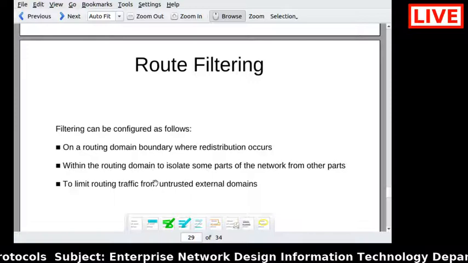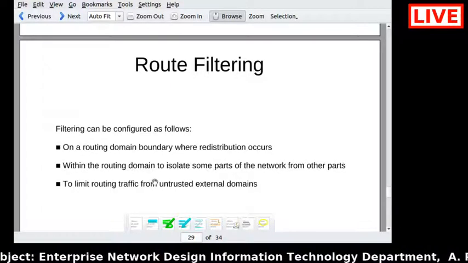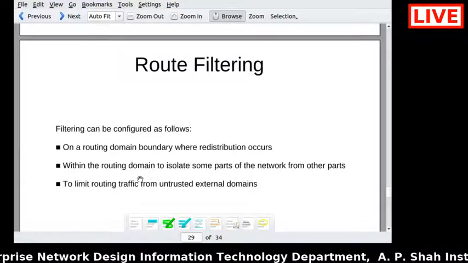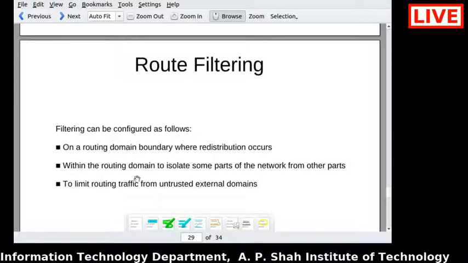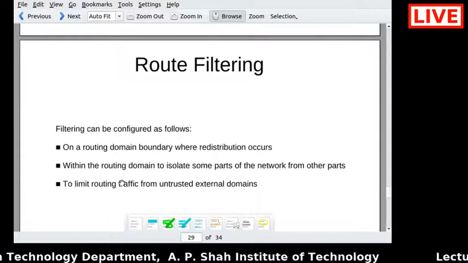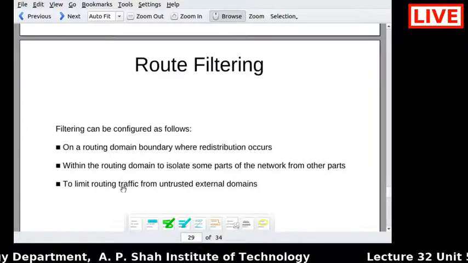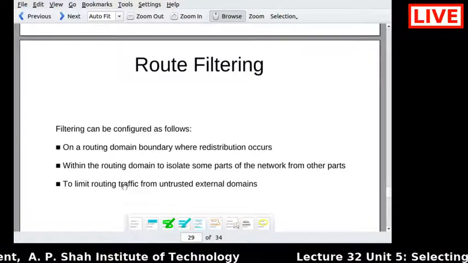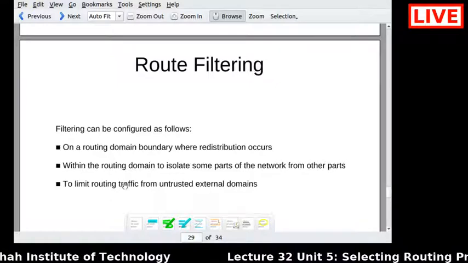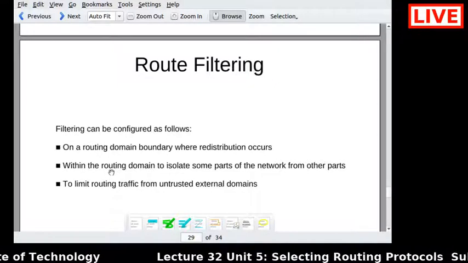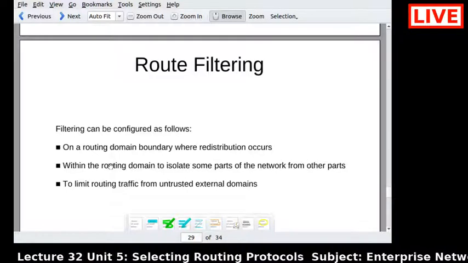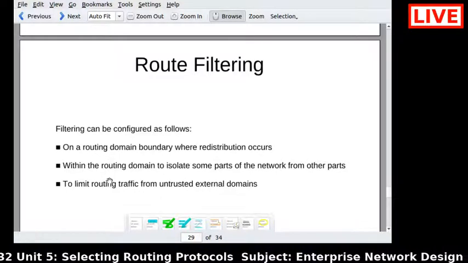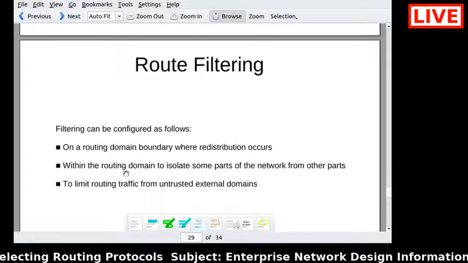For example, if you do not want communication with your untrusted external domains, then at that time you can do this route filtering. And if you want to do redistribution on that particular domain boundary, in that case also you can do this route filtering.